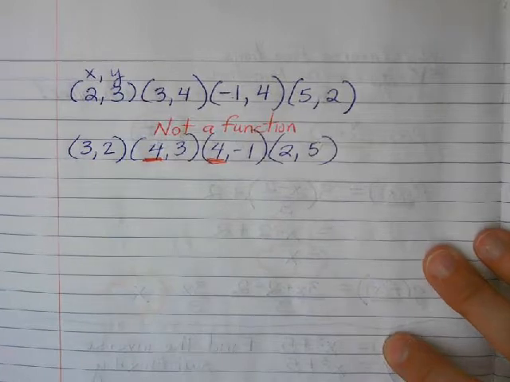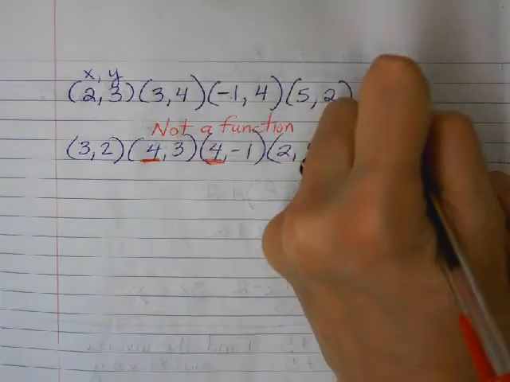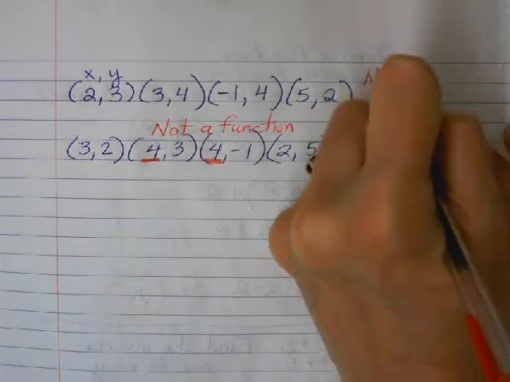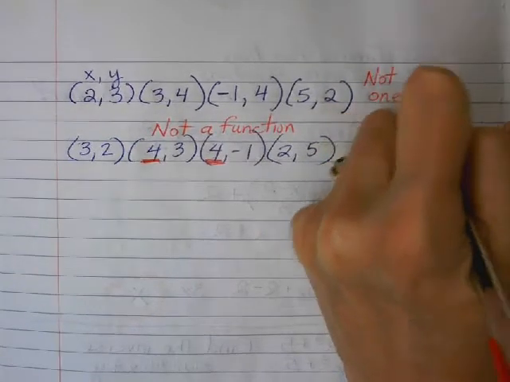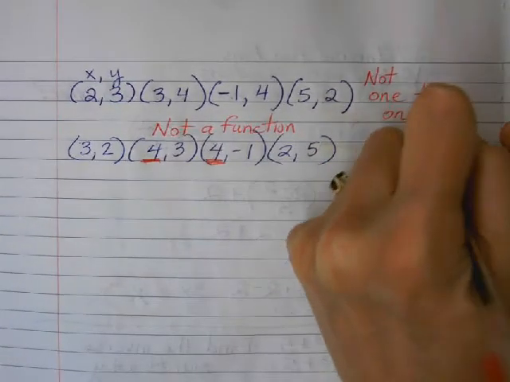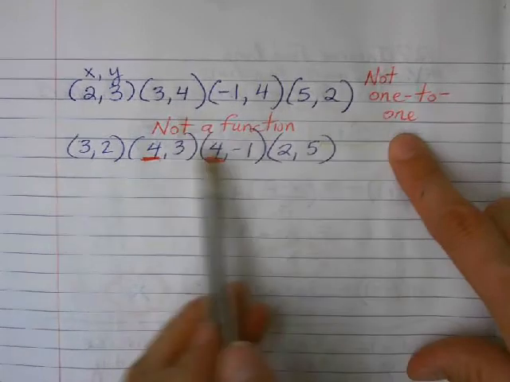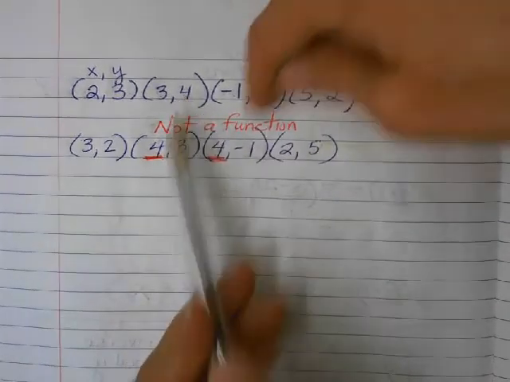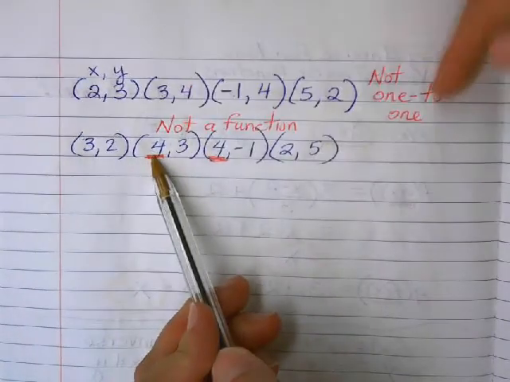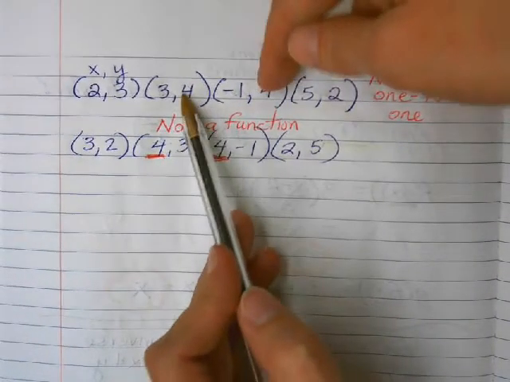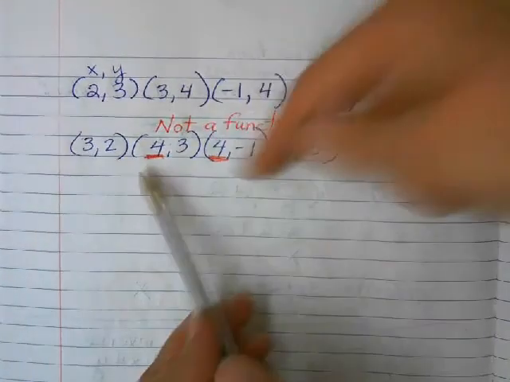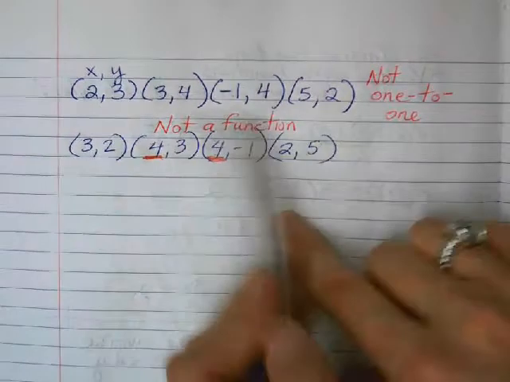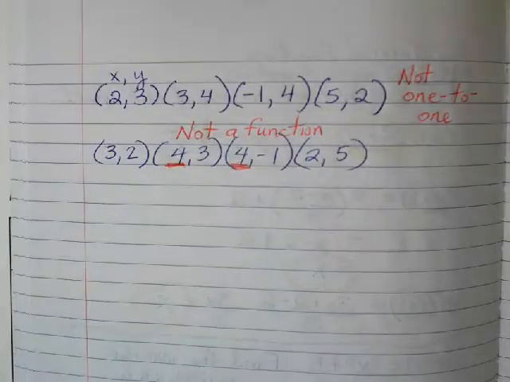So the original up there, they say it's not 1-to-1. It's the same as not passing the horizontal line test. It would hit the 4 twice. It's not 1-to-1 because the y had two 4s. So if you switch it around, then this isn't a function, so it's not an inverse function.